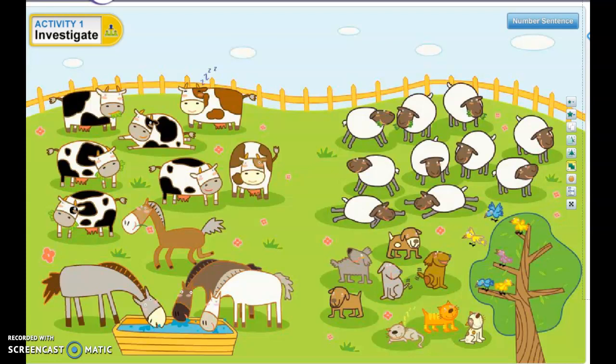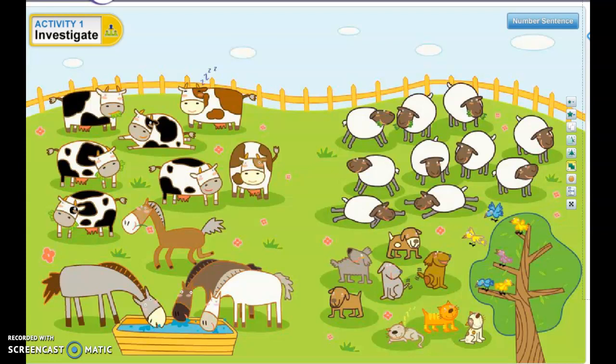Yesterday we talked about using addition sentences, and we talked about making sure that we have a plus sign and an equal sign to bring two numbers together to give us our sum, which is how much it equals. Today, our focus is going to be using those addition sentences to tell addition stories.